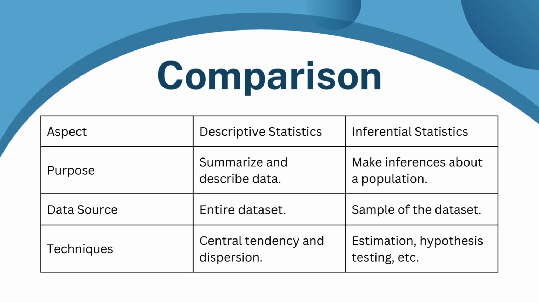Finally, let's compare the techniques. Descriptive statistics focus on measures of central tendency, like the mean, median, and mode, and measures of dispersion, like standard deviation or range. They answer questions like, what's the average response? Or, how spread out are the results? Inferential statistics use different techniques, such as estimation, hypothesis testing, and regression analysis. These methods help us answer deeper questions, like, is this treatment really effective? Or, what's the likelihood that these results are due to chance?